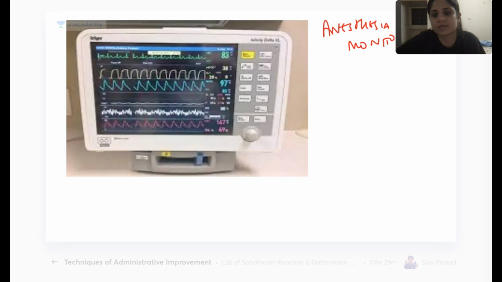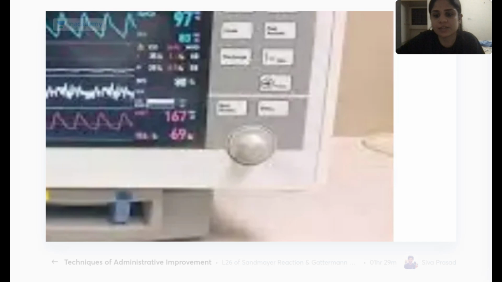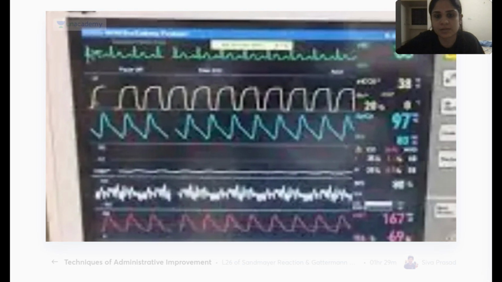Anesthesia monitor. Tell me the name of each and every monitor that is present on this. Okay, what is the first monitor that I see and what am I seeing over here? Very good, that is my ECG. What is the second monitor that I am seeing over here and the value is written over here? This 83 above is what? The 83 above is my heart rate, correct?